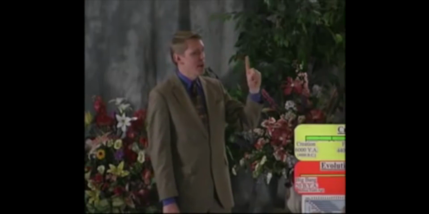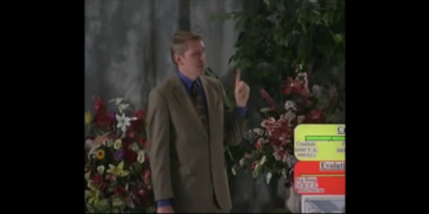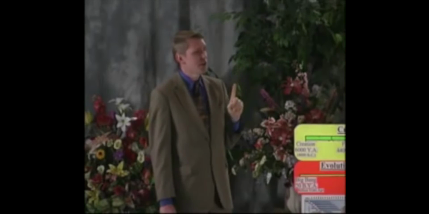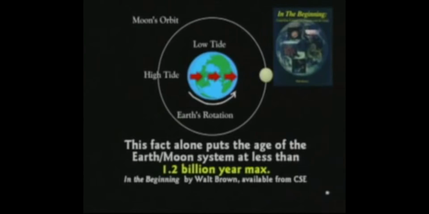And if you run all the math on this, you'll find out about 1.2 billion years ago, the moon was whizzing around just above the surface of the Earth. Now, way before that, you're going to have a serious tide problem. Obviously, he's wrong, and I'm going to explain why.